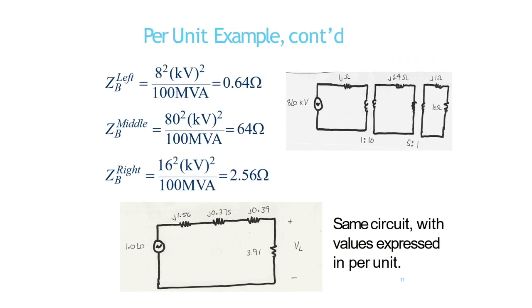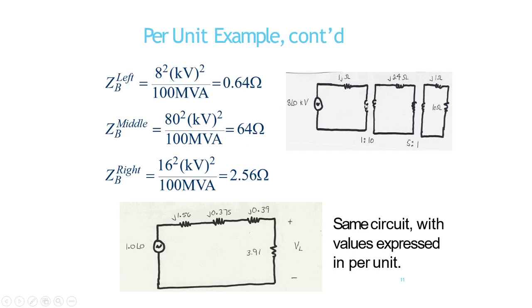So ZB left, middle and right we are calculating here. ZB left will be equal to 8 square kV square by 100 MVA. Base voltage by base current will be base impedance, that is VB square by kVAB into 1000 will be the base impedance value. So 8 square kV square by 100 MVA is 0.64 ohms. ZB middle is 80 square kV square by 100 MVA, 64 ohms. ZB right will be 16 square kV square by 100 MVA, 2.56 ohms.